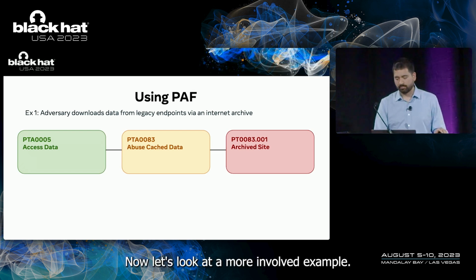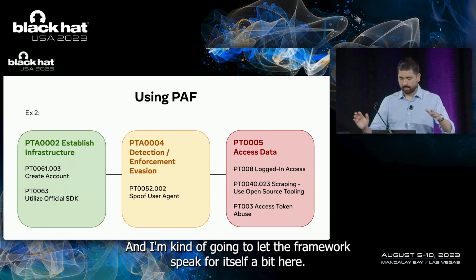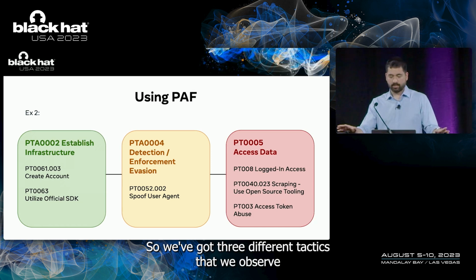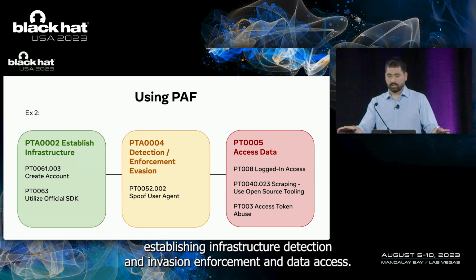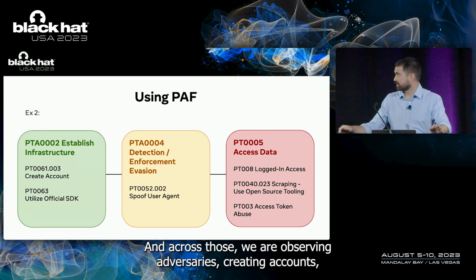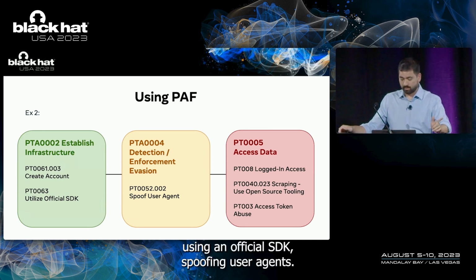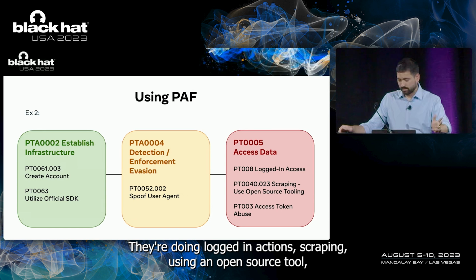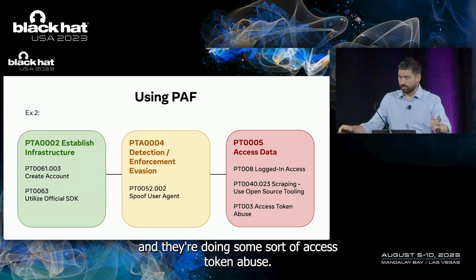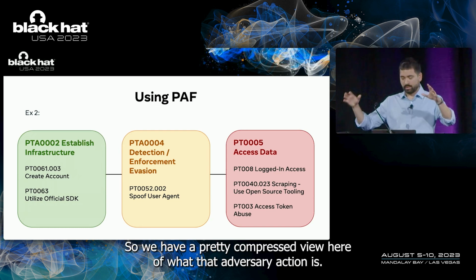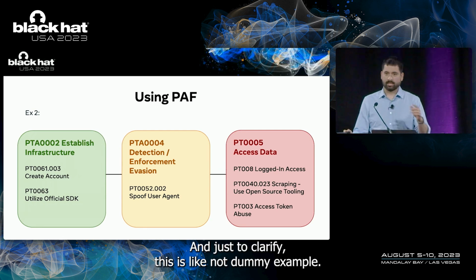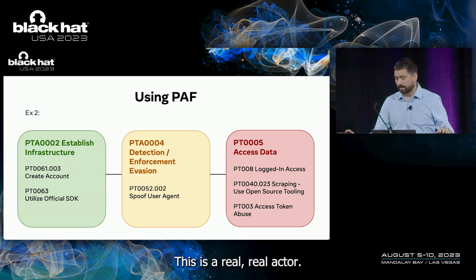All right, now let's look at a more involved example. And I'm kind of going to let the framework speak for itself a bit here. So we've got three different tactics that we observe: establishing infrastructure, detection and evasion enforcement, and data access. And across those, we are observing adversaries creating accounts using an official SDK, spoofing user agents. They're doing logged in actions, scraping using an open source tool, and they're doing some sort of access token abuse. Okay, so we have a pretty compressed view here of what that adversary action is. And just to clarify, this is not a dummy example. This is a real actor.